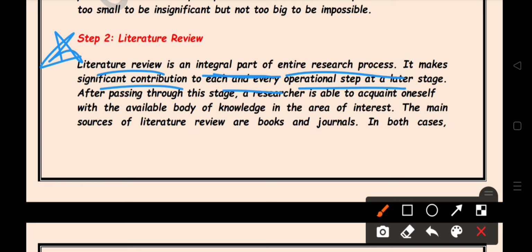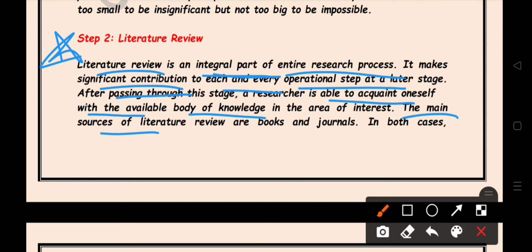Studying the review of literature will show the knowledge and in-depth concern of the researcher towards his research problem. After passing through this stage, the researcher is able to acquaint oneself with the available body of knowledge. Means once you get your research problem, then you have to thoroughly study your review of literature. Review of literature gives you more knowledge and more accurate things which will help in your research study.